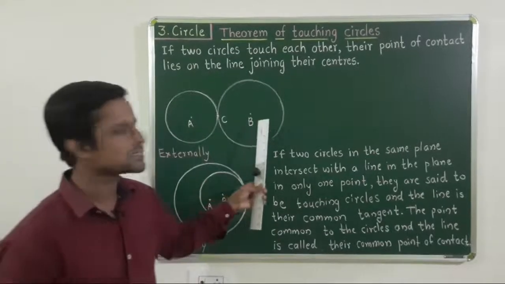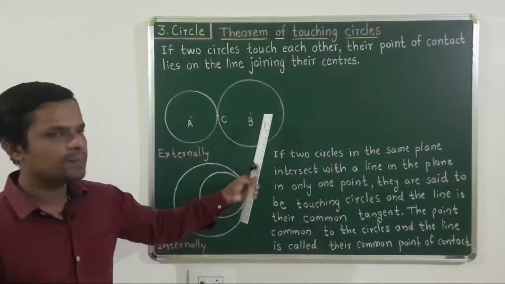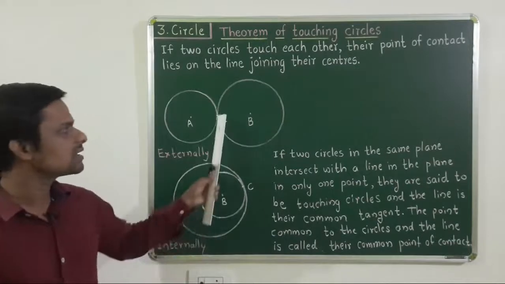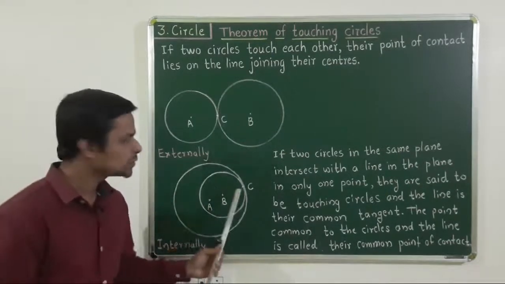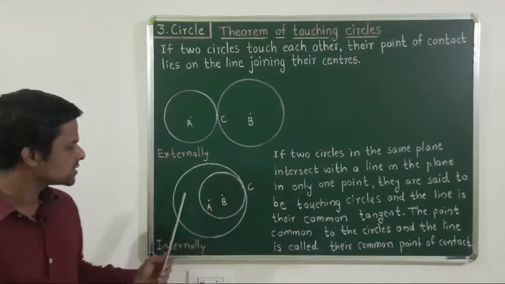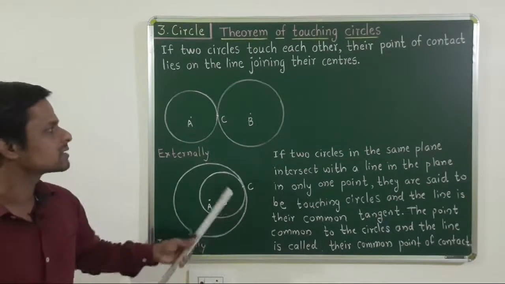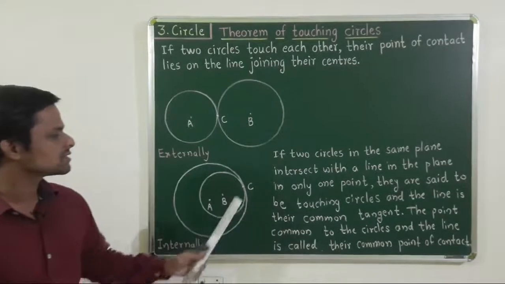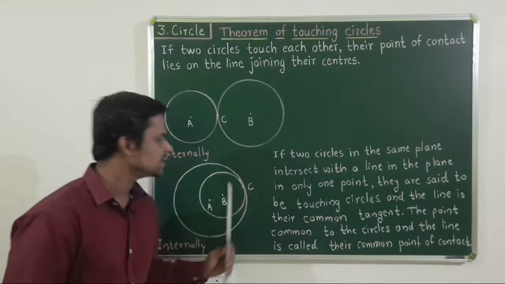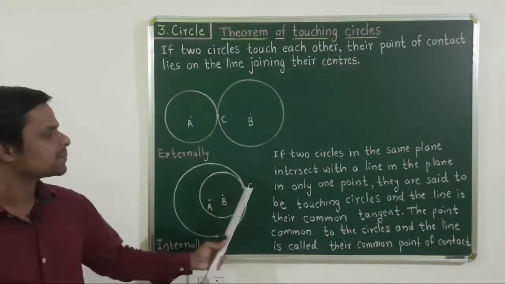Now these two circles are with centers A and B. Centers A and B touch each other externally at point C. And there are again two circles with the same centers A and B, but these two circles touch each other internally, meaning the smaller circle is inside the bigger circle. These are externally touching circles, and these are internally touching circles at point C.